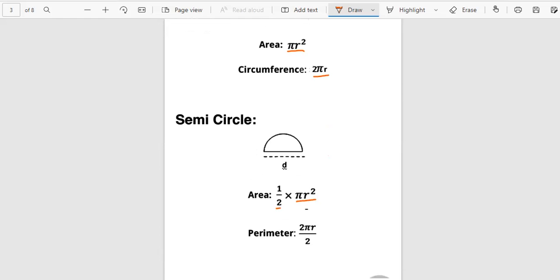Now that depends. If your circle has this line, it could be that it is something of this type. Yes, the perimeter of this figure would be 2 pi r by 2. But if it has this black solid line, then it is going to be pi r plus d, okay? Because this is also the side of the semicircle, okay? But it totally depends on your question. So be clear with the concept of the perimeter.